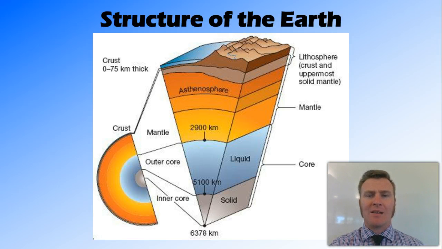This is the solid outer part of the Earth, and then just below that, getting down into the rest of the mantle, we have the asthenosphere. Asthenosphere comes from asthenos, which means weak, and it is a plastic area, plastic in the sense that it is a weak solid. It behaves like a liquid, it's got properties of a liquid, but is actually a solid.